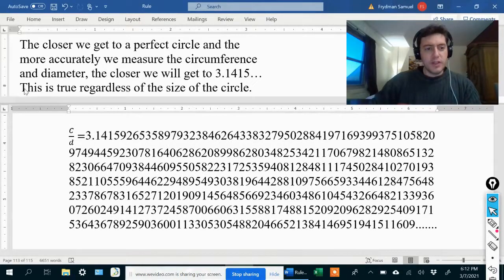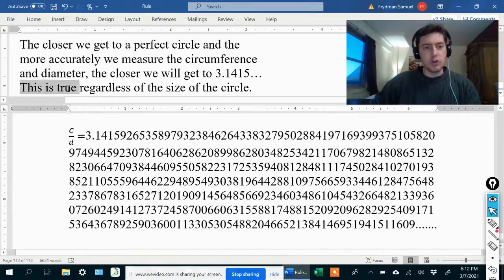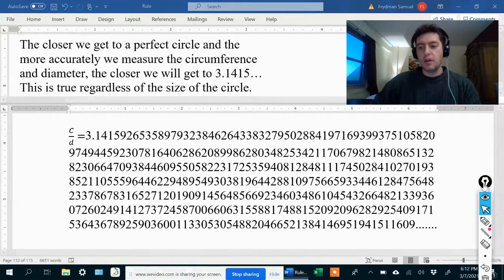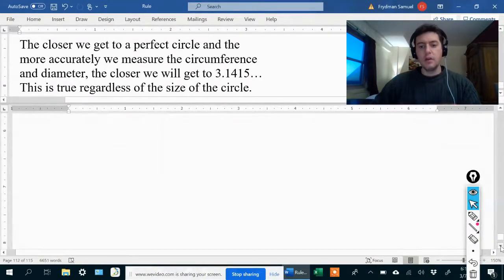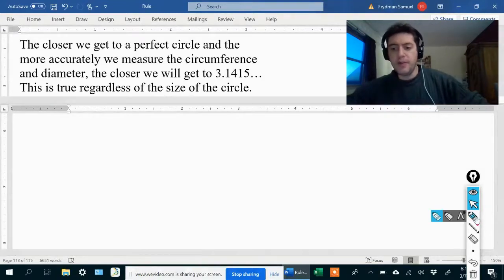Now, I did not read this sentence yet. This is true regardless of the size of the circle. So let me just get some blank space down here. Okay, it does not matter how big the circle is.